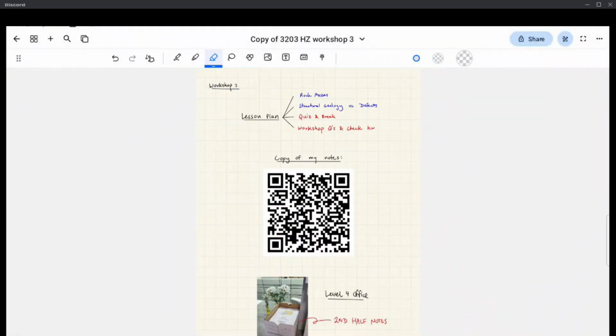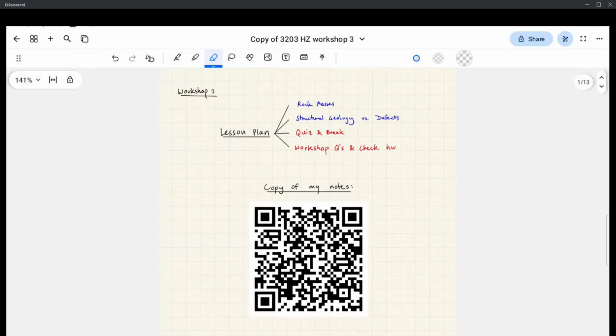Okay. So basically, this week, the focus is on structural geology. As usual, I have my notes here. If you'd like to scan it, you can follow along. I usually go quick, so if you want to have a look at anything properly, do that.